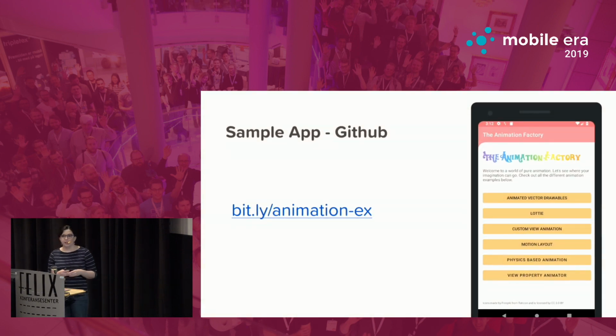So for this presentation, there's an example app that you can go and view. A lot of the examples that I'm going to be demonstrating today will be in this GitHub repository: animated vector drawables, using Lottie, custom views, MotionLayout, all those things that we're going to be covering. So if you want to grab the GitHub repo, you can grab it over there.